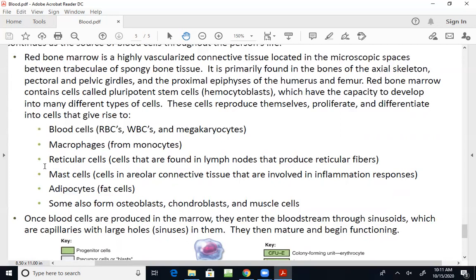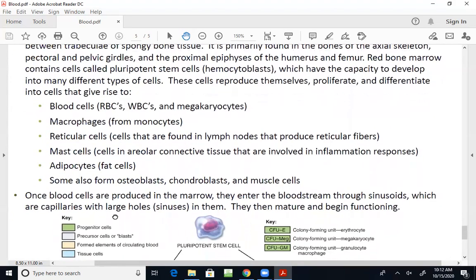We can also produce from that original cell reticular cells, which are found in our lymph nodes, producing reticular fibers. Adipocytes, which we learned earlier, are fat cells. Osteoblasts, which are the bone producing or bone building cells in our bones. Chondroblasts, which are found in cartilage, and even muscle cells.